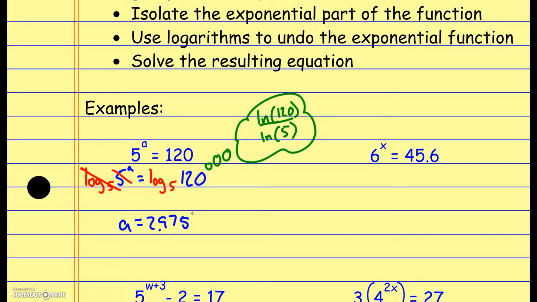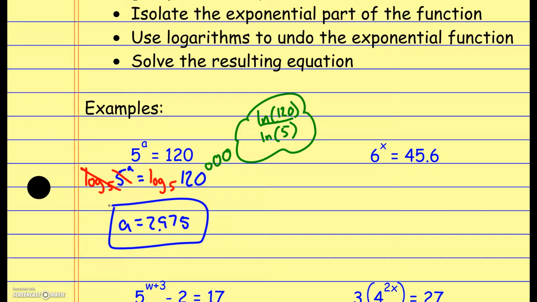And so this is my answer, and it should make sense because when you think about it, 5 to the second power is 25, 5 to the third power is 125, so I'm somewhere in between there, but I'm obviously closer to the 125 than I am to 25, which means that the a value has to be closer to 3 than it is to 2, so 2.975 makes sense. And if you plug this back in, it's not going to give you exactly 120 because I rounded this answer off, but it's going to be very, very close.